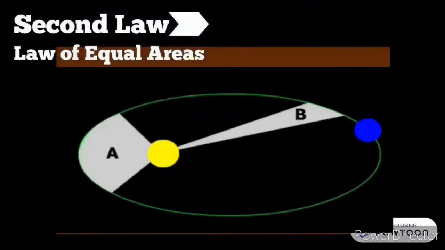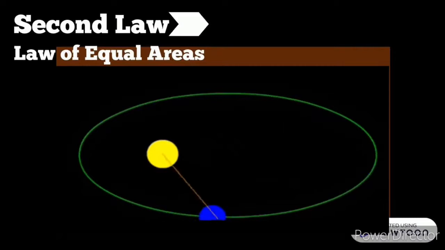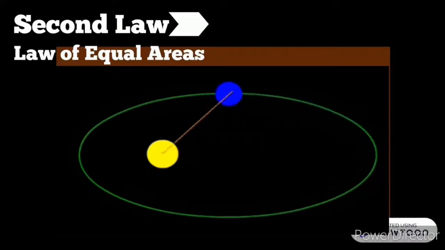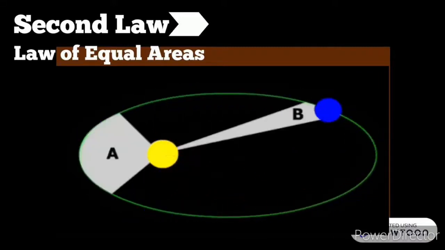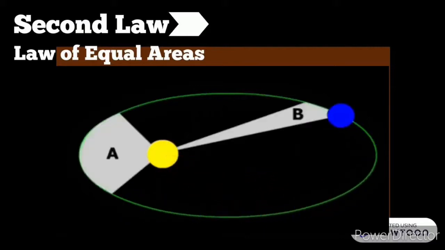Moving on to Kepler's second law of orbital motion, sometimes called the law of equal areas. It describes the way an object's speed varies along its orbit. Planets do not move with constant speed along their orbits. Their speed changes so that the area of space they sweep out with respect to time is equal.